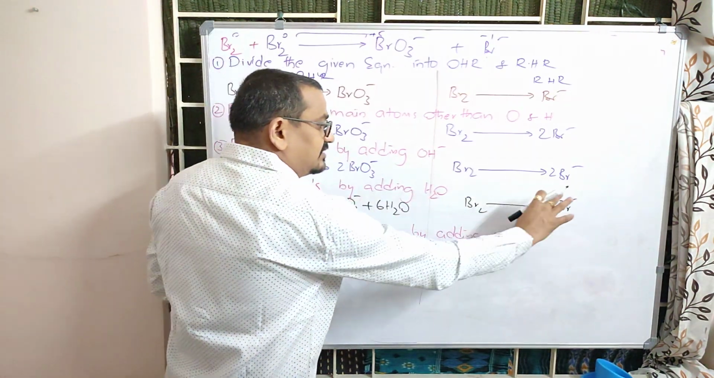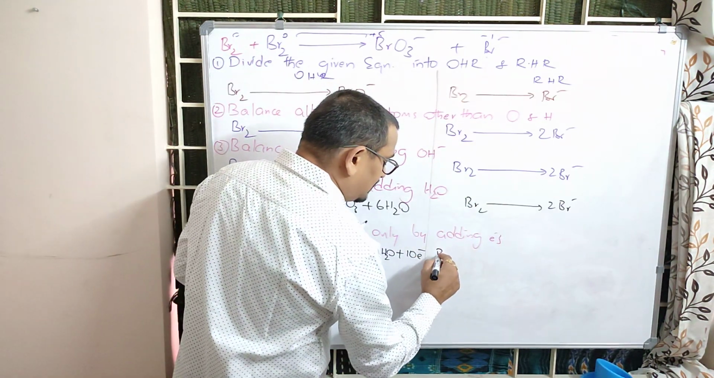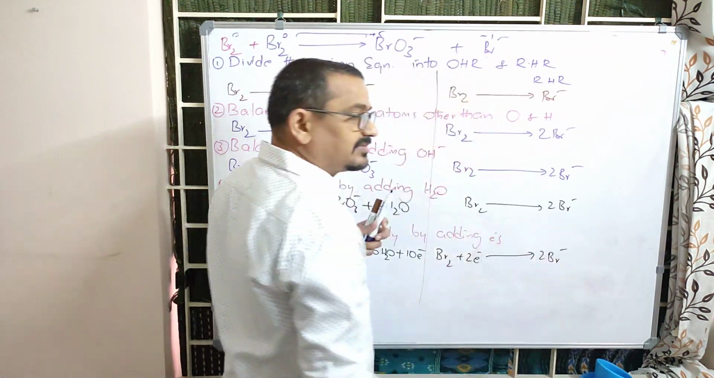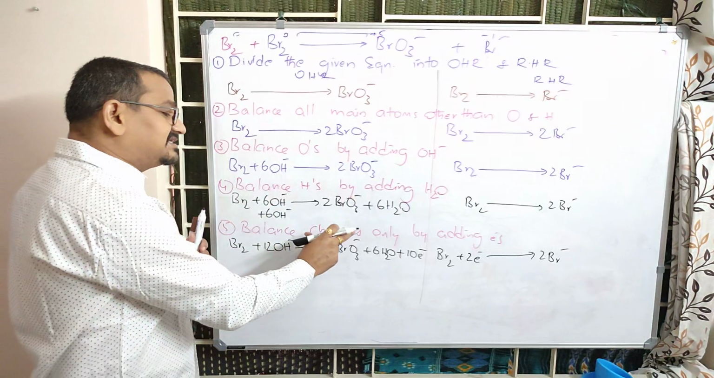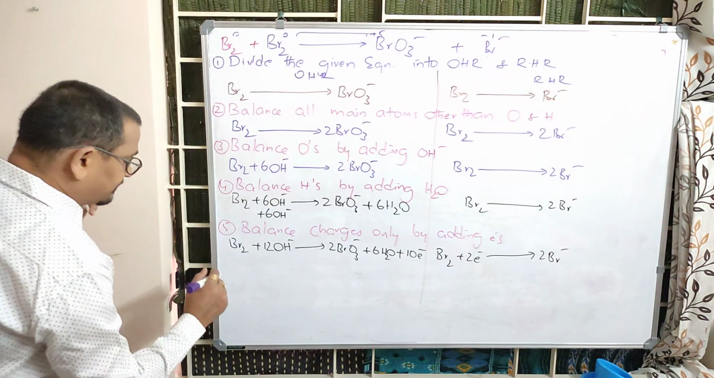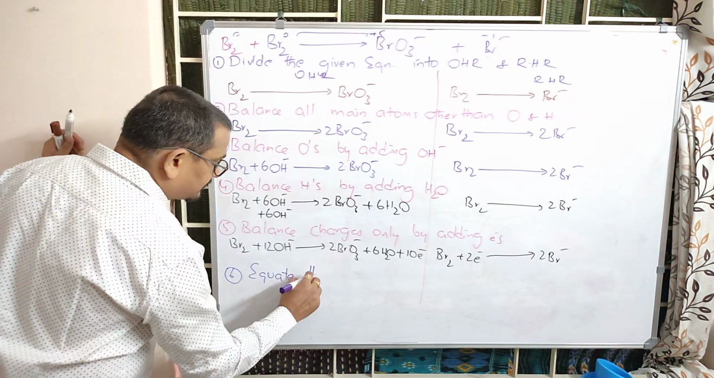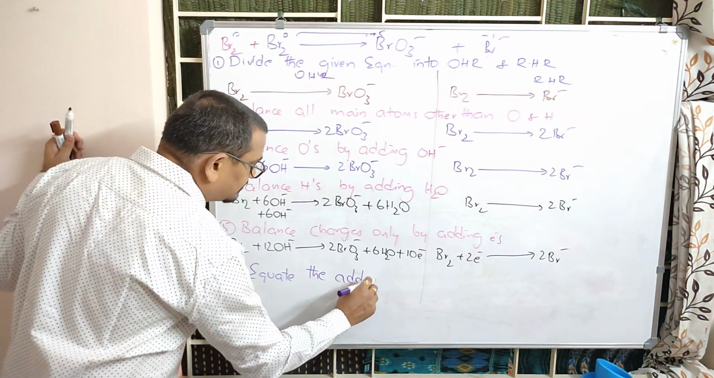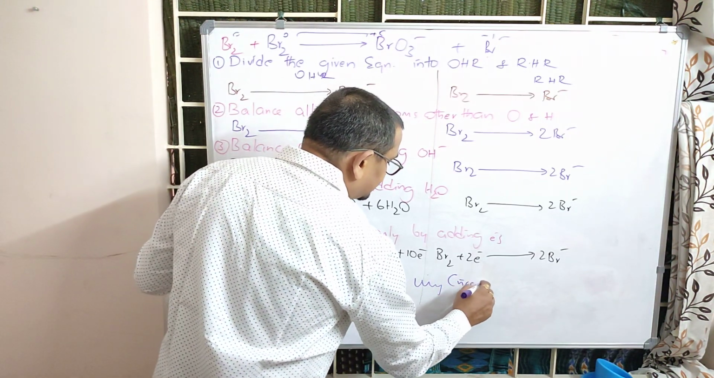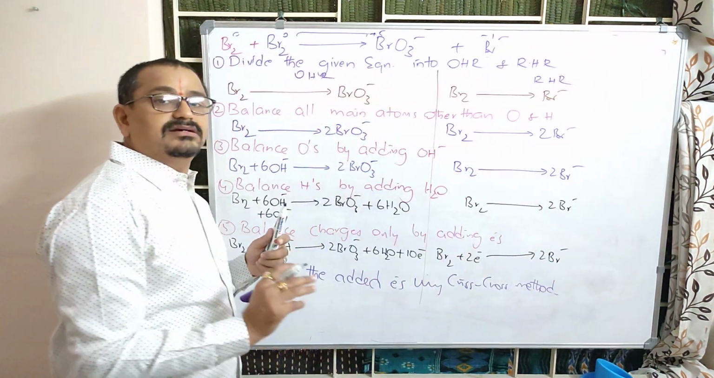When it comes to this one, right side 2 minus charges are there, left side no minus charges. To make them equal, let us add 2 electrons. So here and there, we balanced the charges only by adding electrons. Now our next step is what? Our next step is to equate the added electrons using the crisscross method.